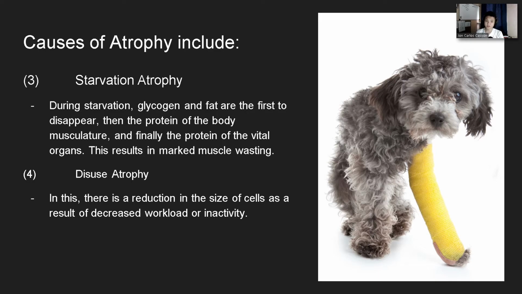The fourth is disuse atrophy. In disuse atrophy, there is a reduction in the size of the cells as a result of a decreased workload or inactivity. For example, when a dog has a fractured arm that has been cast, the muscles on the leg will then get small due to weeks of inactivity of the muscles.